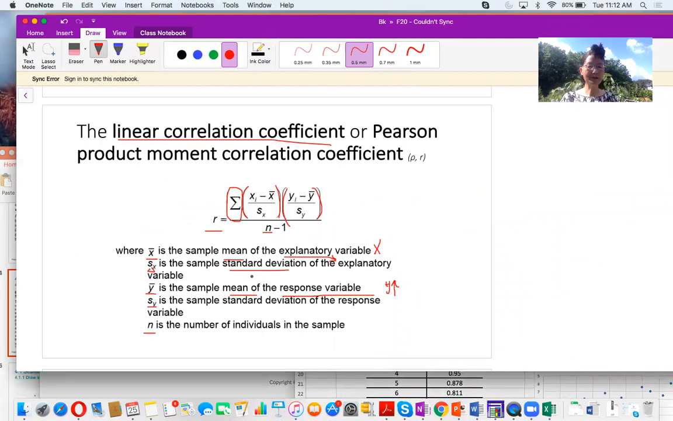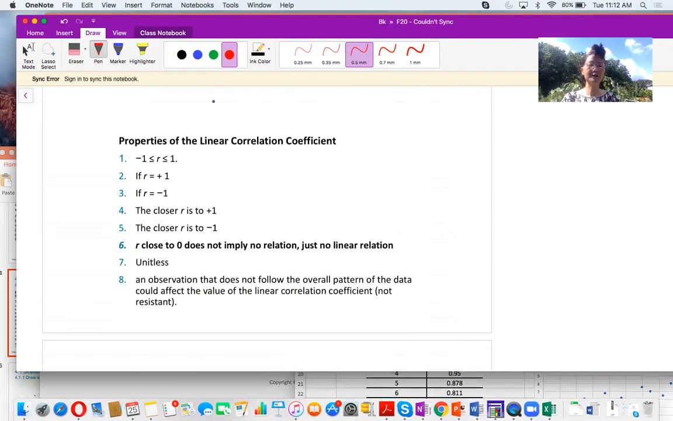Next, we'll discuss the properties of this linear correlation coefficient. Linear correlation coefficient is always between -1 and +1. If it is equal to positive 1, there is a perfect relationship between x and y, meaning all the x and y are lining up in a straight line. And when you increase x, y also increases.